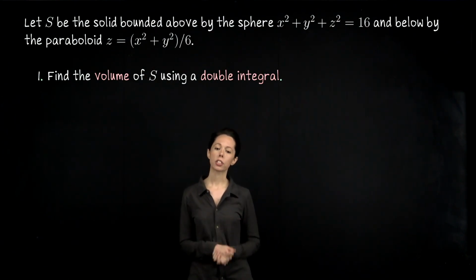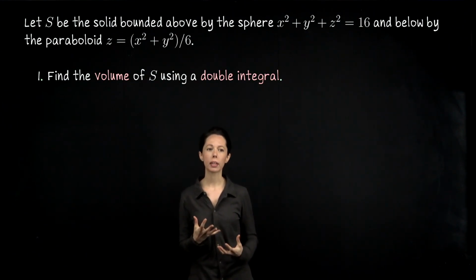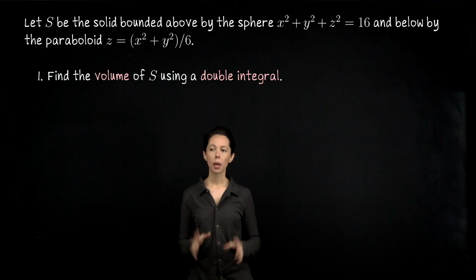And then in the next exercise, we will take the same solid, but we'll write two different ways to find the volume alternatively by setting it up as a triple integral. But let's stick with this double integral so far.